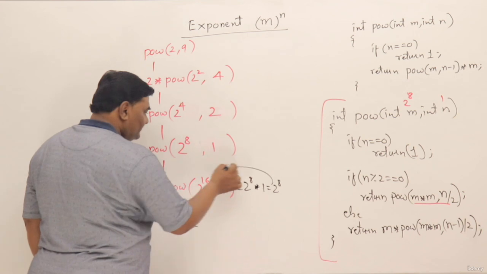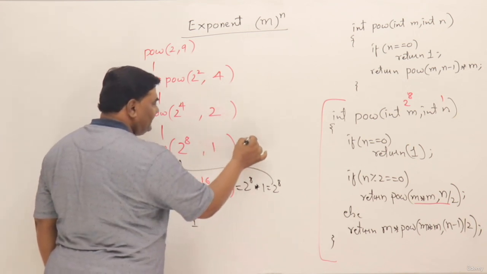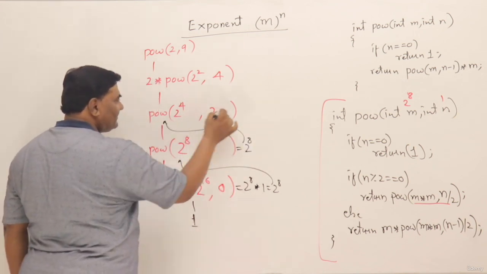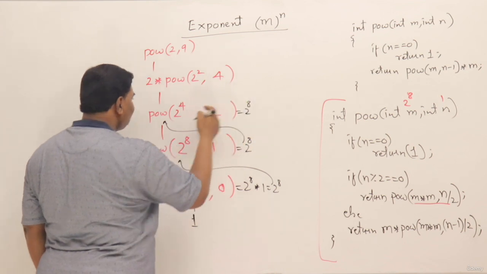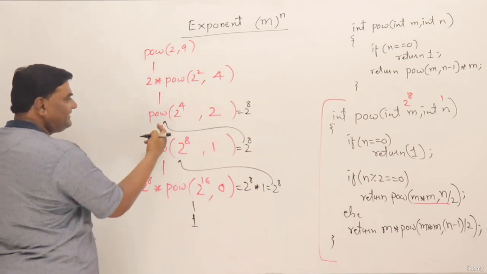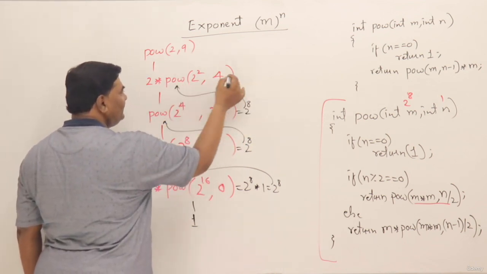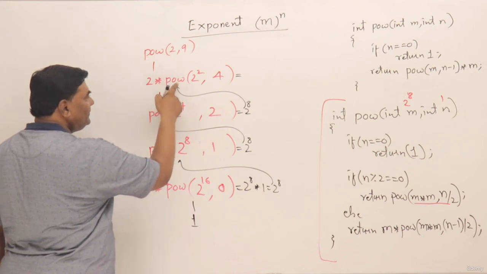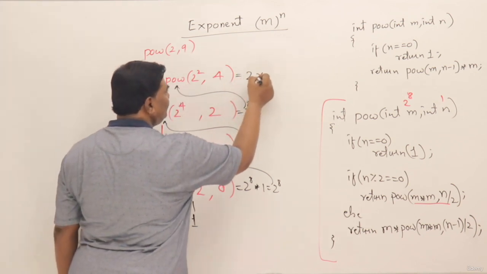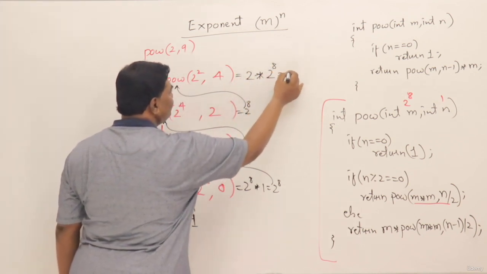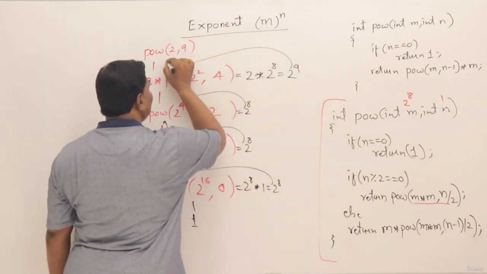And 2 power 8 goes here. So this becomes 2 power 8. And 2 power 8 goes here. This becomes 2 power 8. There is no multiplication there, just return. And 2 power 8 goes here. So this is 2 into 2 power 8, so this is 2 power 9. And 2 power 9 goes here.